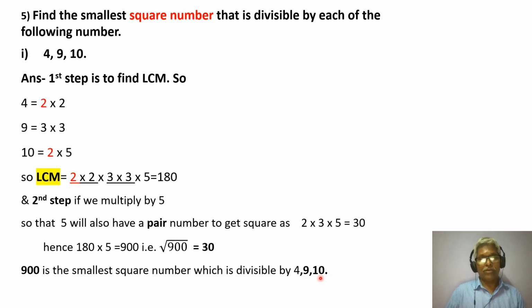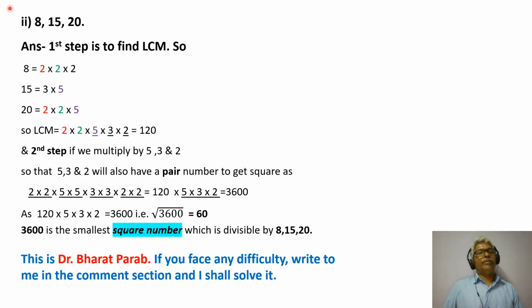Okay, so got this? It's very simple. You need to think about it and read this very carefully and try to understand what is asked and what is given. Okay, so moving to another problem. Second one, the numbers are 8, 15 and 20. The method remains same. First step is to find LCM.